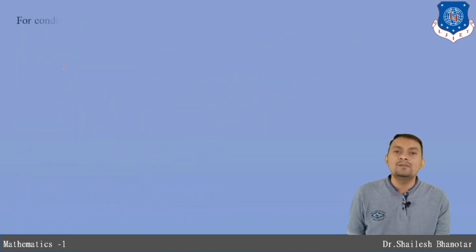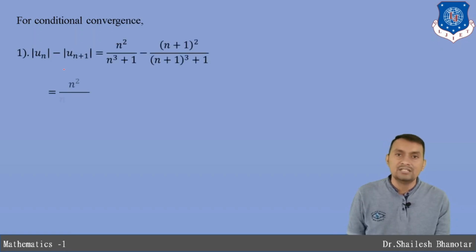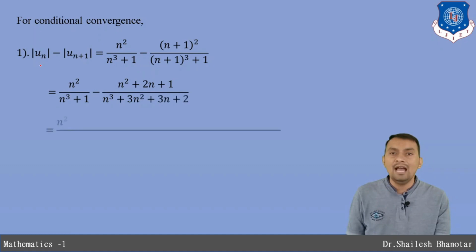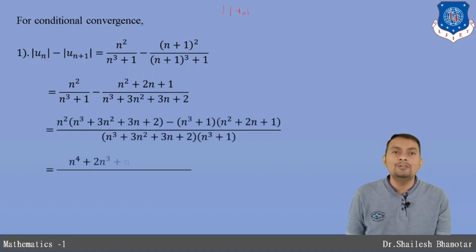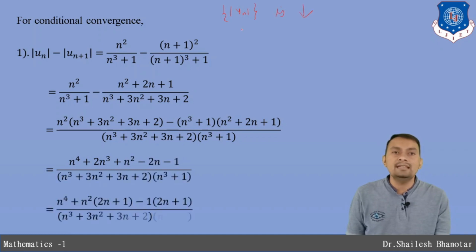So I have to use the alternating series test, and for that we have two conditions. The first condition says that the absolute value of the terms should be decreasing, and the second condition says that the limit of the nth term should be 0. To check whether the sequence is increasing or decreasing, for simplicity I am just going to consider the difference of the absolute value of Un minus the absolute value of Un plus 1.